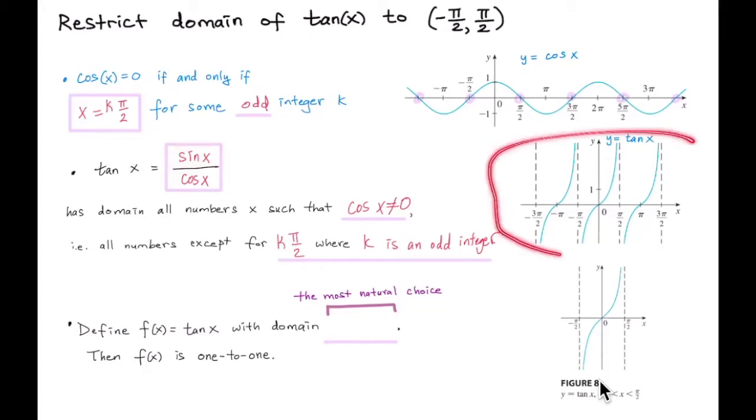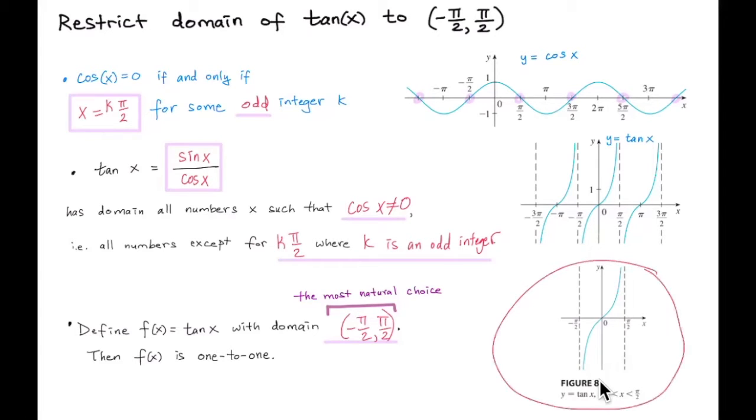So as you can see here, tangent is not a one-to-one function. It does not pass the horizontal line test. So we restrict the domain of tangent. The most natural choice is between -pi over 2 and pi over 2. So this is the restriction that we will choose. Now, tangent is a one-to-one function, so we can define its inverse function.